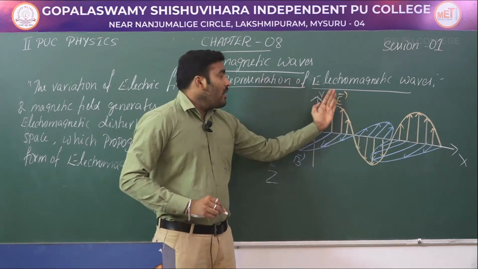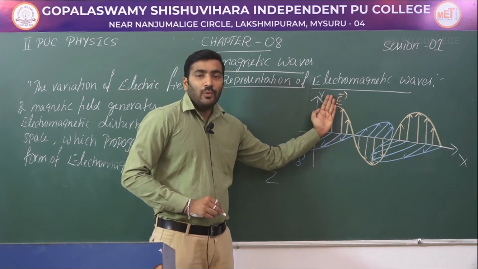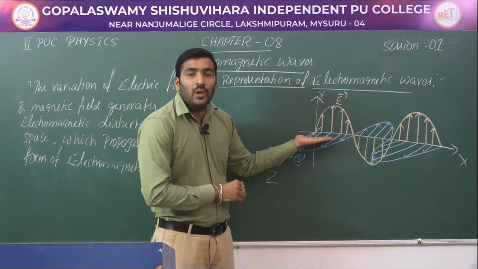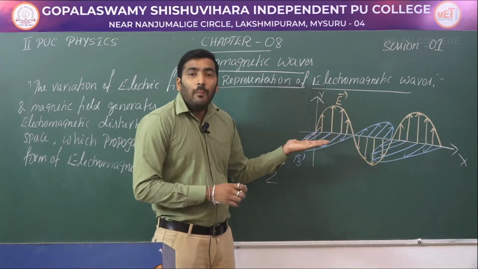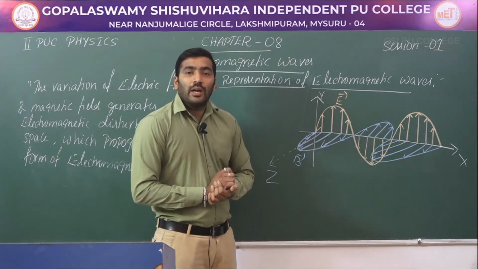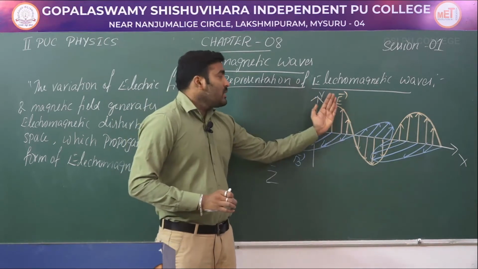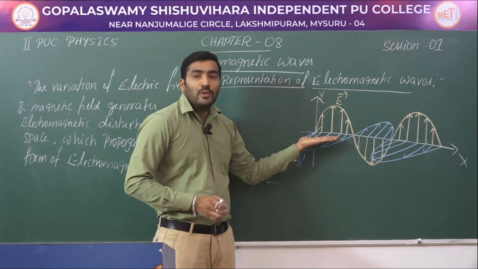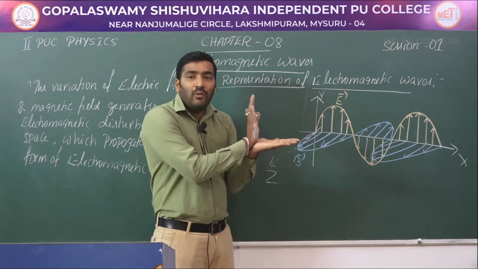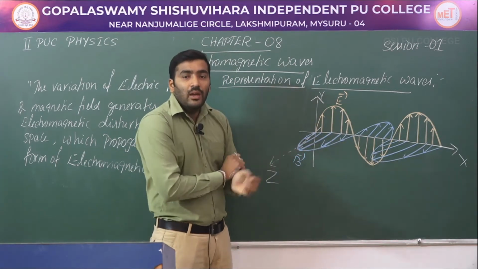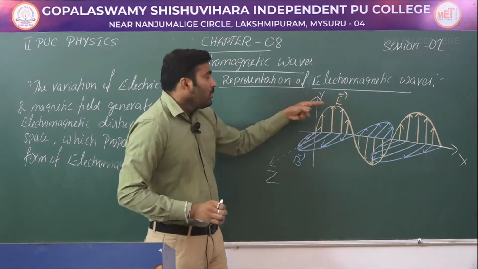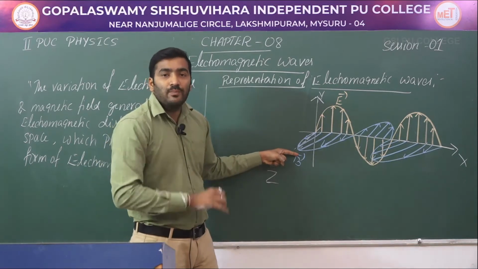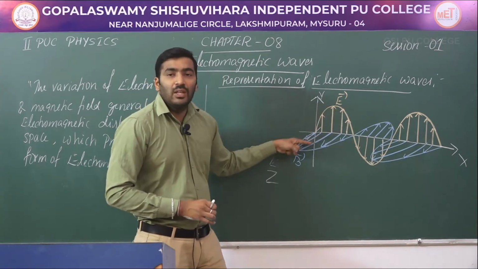Therefore, the electric field vector, which is a sinusoidal wave, and the magnetic field vector, which is also a sinusoidal wave, are propagating perpendicular to each other. Correct? So in space, if you consider an electric field vector and a magnetic field vector, they are propagating in space such that they make an angle of 90 degrees with each other. Okay? And very importantly, this electric field vector and magnetic field vector are in phase. There is no phase difference between these two.